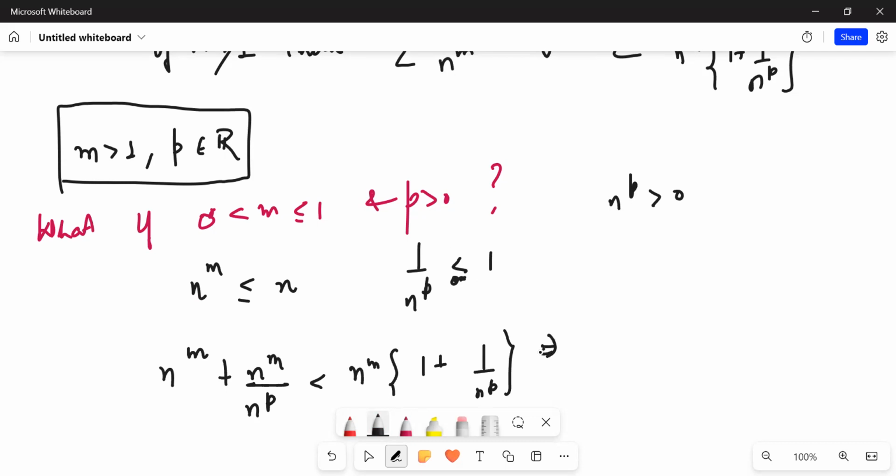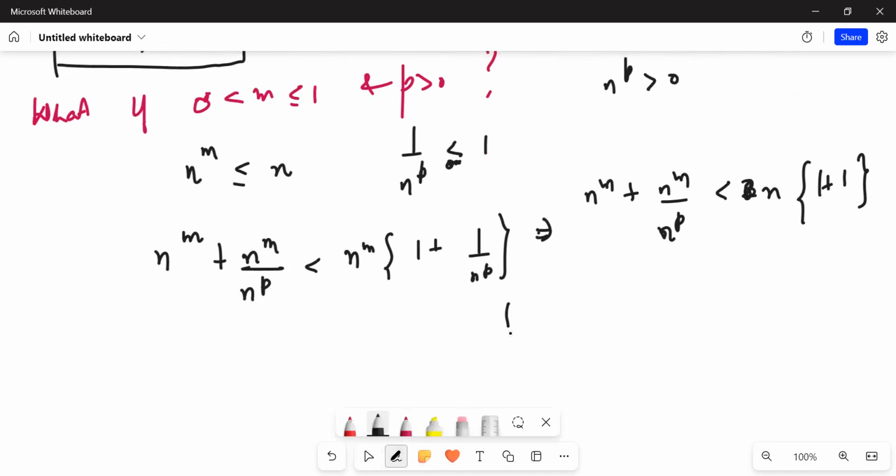And from here, it's quite conclusive that n raised to power m plus n raised to power m upon n raised to power p is certainly less than 2 times n. Sorry, n raised to power m is less than n, right? So this is less than n, and this is 1 plus 1 because 1 upon n raised to power p is less than 1 and n raised to power m is less than n. So clearly, I can state that 1 upon 2n is greater than, or you can say that, sorry, 1 upon, what should I do?